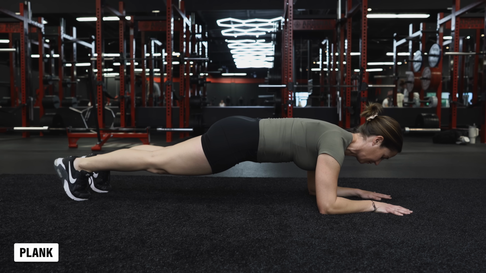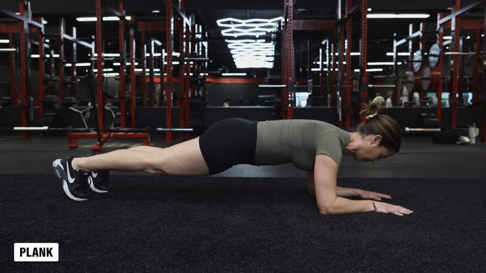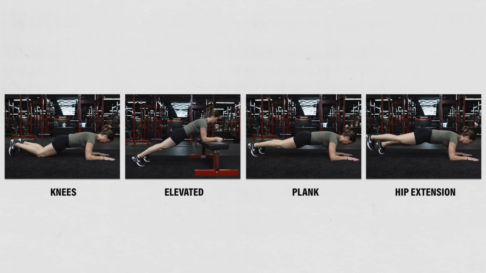To train the front of the trunk and hips, planks can be performed. To make them easier, do them on your knees or elevate your forearms. To make them more difficult for your hips, you can perform alternating hip extension.